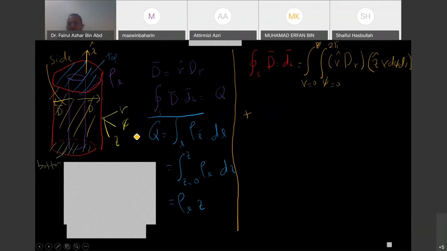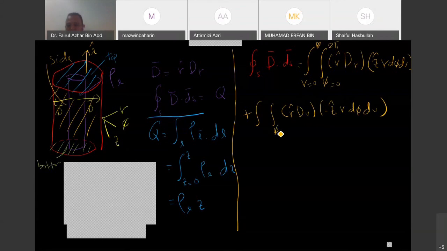Then we add the surface integration for the bottom side. On the bottom surface, the direction is in the minus z direction. We still have a double integration, so the expression for the electric flux will be D_r r cap, and dS will be in the minus z direction, so r d phi dr. The limits are the same as the previous one: phi from 0 until 2 pi, and r from 0 until r.